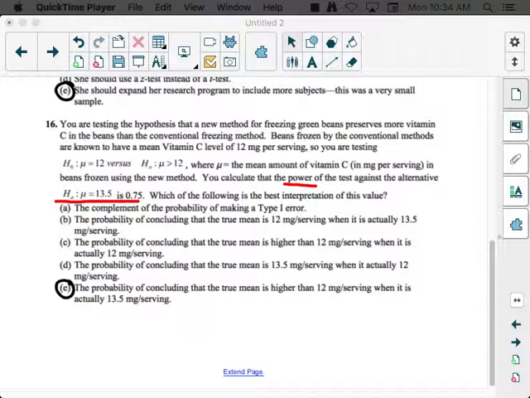Yeah, yeah. Was that fast enough? Yeah. Yes.